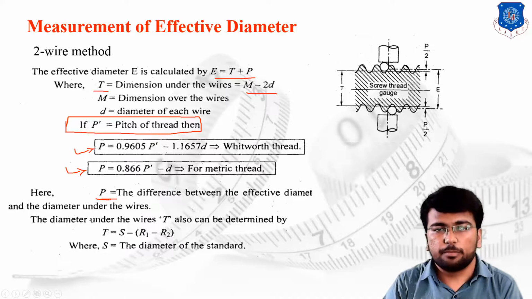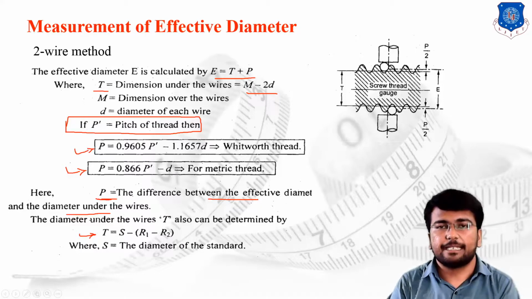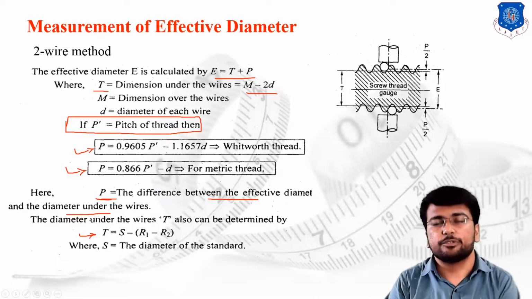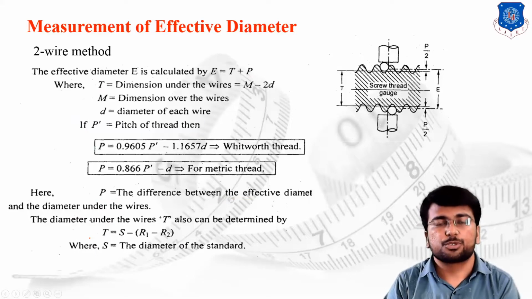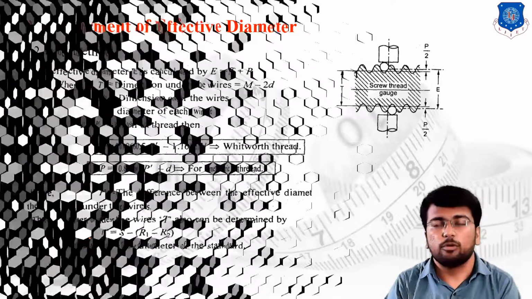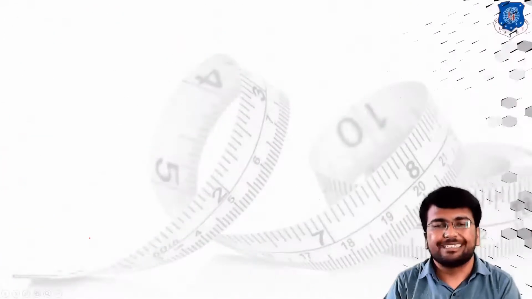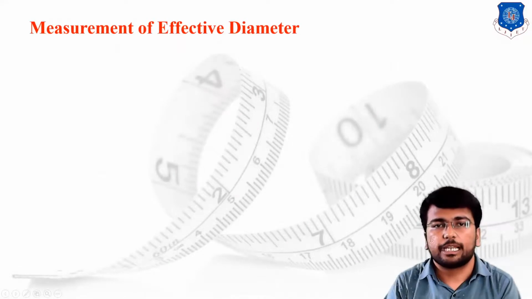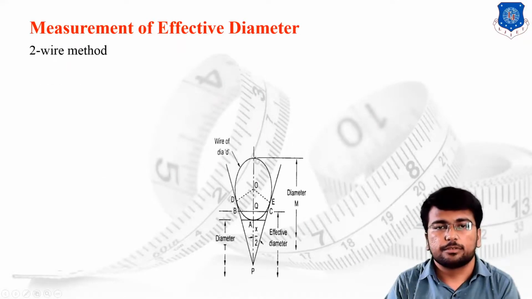Suppose small p is the difference between the effective diameter and the diameter under the wires. So the diameter under the wires T can also be written as S minus R1 minus R2, where S is the diameter of the standard which we are using for the measurement of the screw thread profiles. Now we are going to discuss the basic derivation, how the E can be calculated.